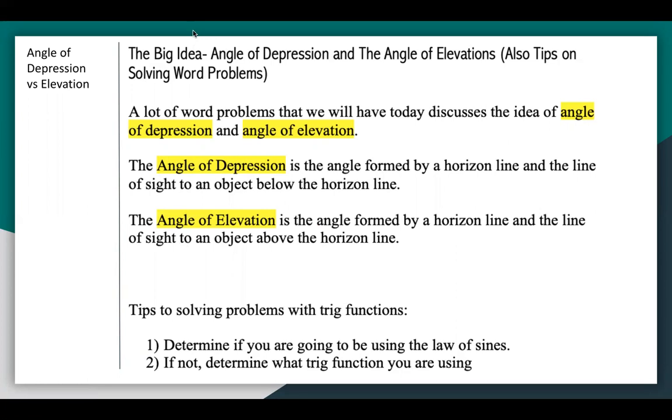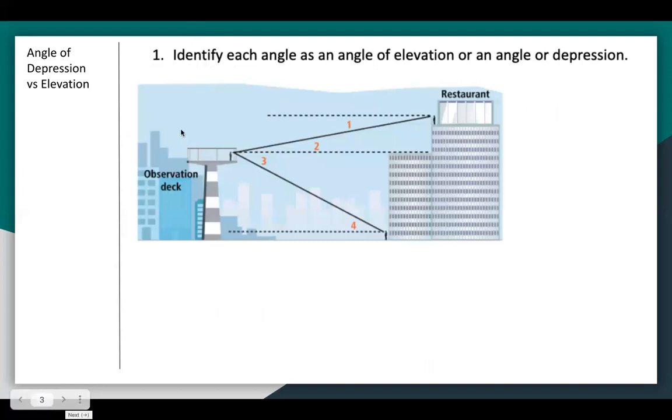And so that's really my biggest tip: one, determine if you're going to use the law of sines. And if you don't have a right triangle, then you know you're going to use the law of sines, because I can't use sine, cosine, and tangent on their own on non-right triangles. So if we have a non-right triangle, then we know we're probably going to have to use the law of sines.